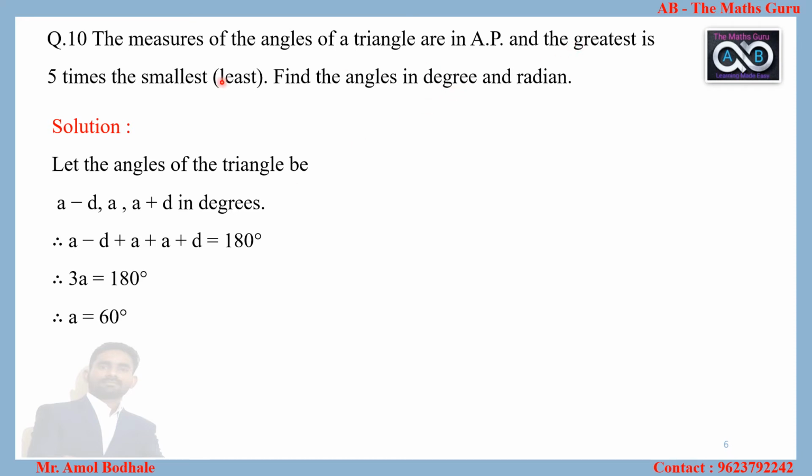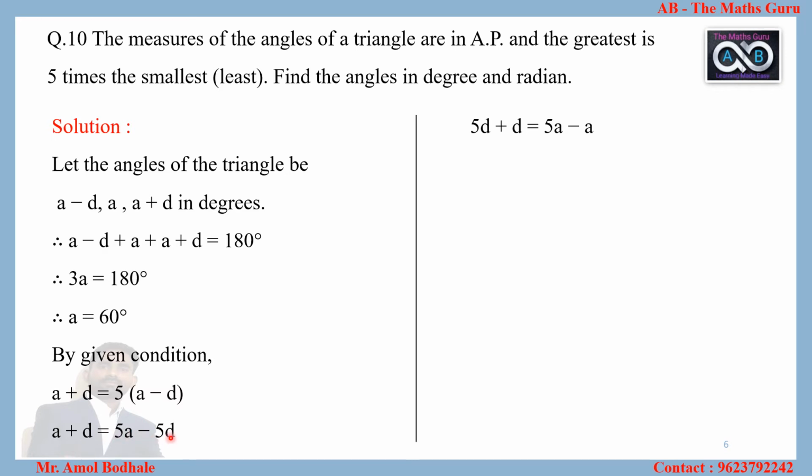Now from the given condition, the greatest angle is 5 times the smallest one, that is a plus d equal to 5 times a minus d. Here a plus d is the greatest angle and a minus d is the smallest one. So a plus d equal to 5 times a minus d. If we multiply by 5, we get a plus d equal to 5a minus 5d. If we interchange terms, taking 5d on this side and a on that side, we get 5d plus d equal to 5a minus a, which will give us 6d equal to 4a.